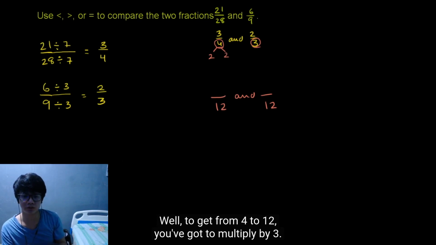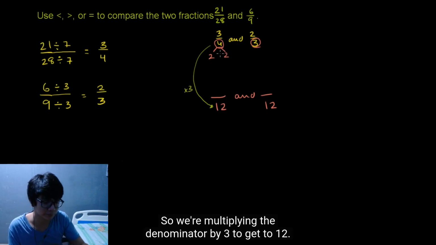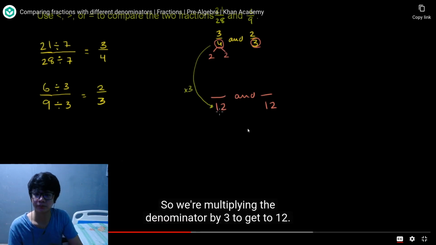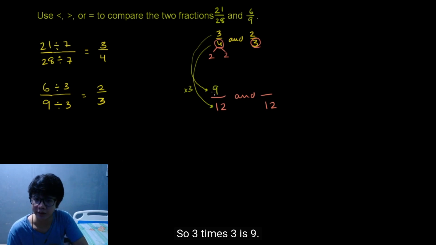Well, to get from 4 to 12, you've got to multiply by 3. So we're multiplying the denominator by 3 to get to 12. So we also have to multiply the numerator by 3. So 3 times 3 is 9.